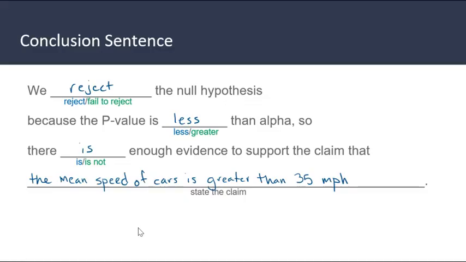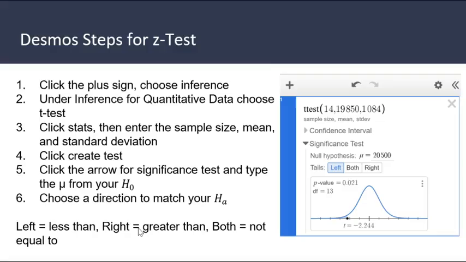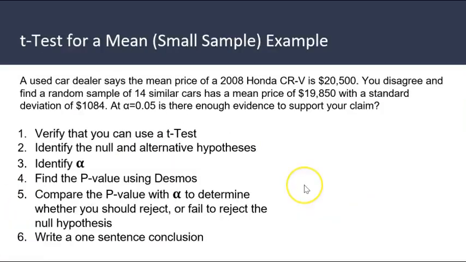Right. Then we can do the same thing when we have small samples. We just have to do a t-test. Right, so same steps for our test, almost the same steps for Desmos. We just have to make sure that we are picking t instead of z. So we'll look at an example.